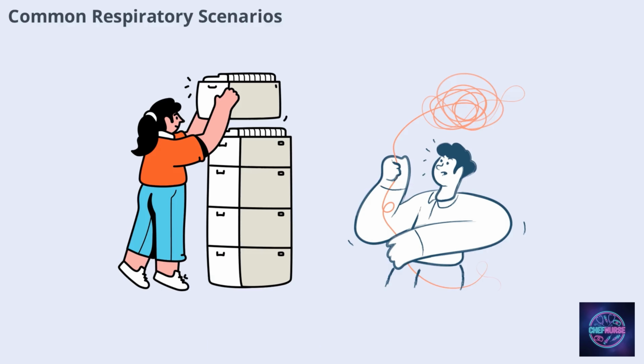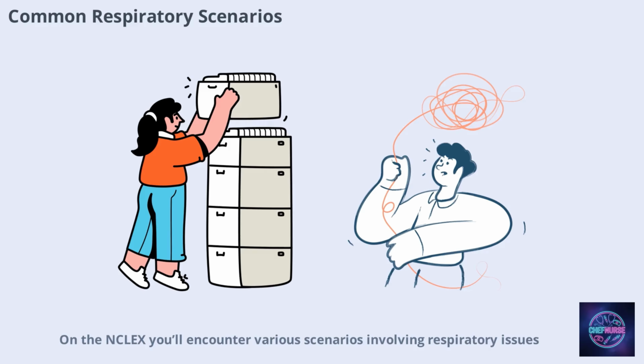On the NCLEX, you'll encounter various scenarios involving respiratory issues. These might include asthma attacks, choking, pneumonia, or COPD exacerbations. Each of these conditions can quickly become critical if not addressed promptly. When reading questions, identify if the scenario involves any threat to the airway or breathing, so those interventions should be your top priority. We'll walk through some specific examples in the next scenes to help you practice this skill.